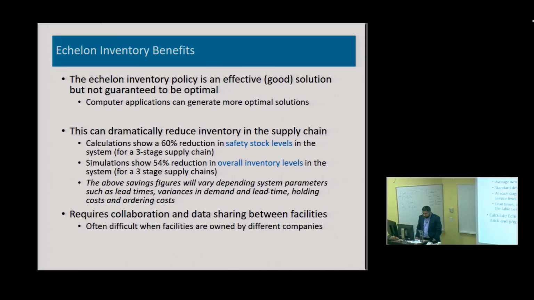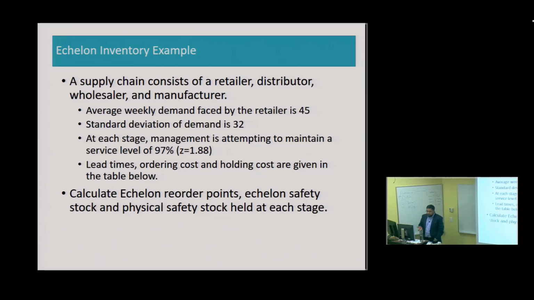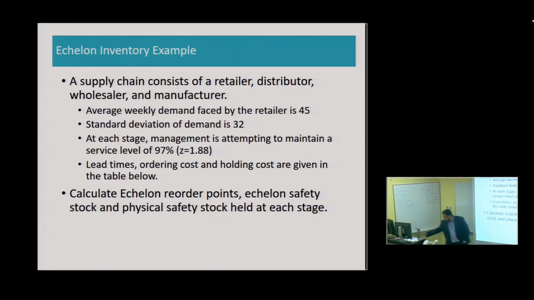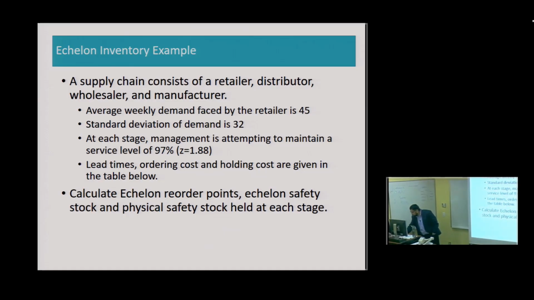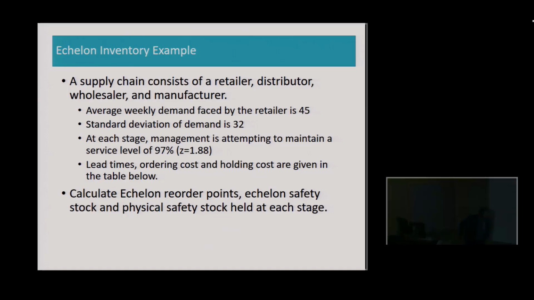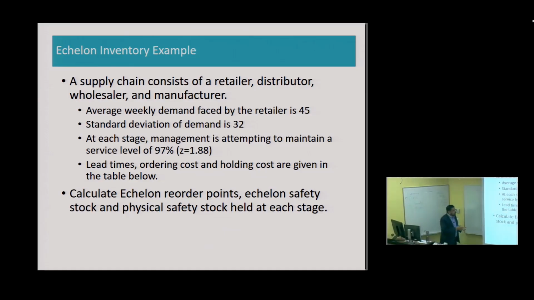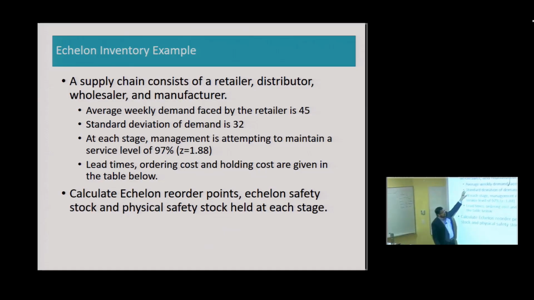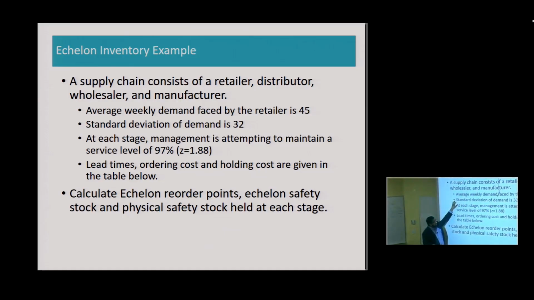So let's do an example. We have a supply chain very similar to what I showed you on the board. So we have a three-stage supply chain: retailer, distributor, manufacturer. The retailer faces an average demand of 45 per week. Standard deviation is 32. We don't care about the demand at the distributor and the manufacturer, because we're just going to use the end user demand at every single stage in this new system.